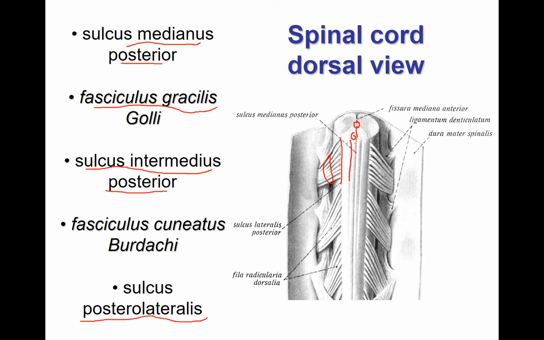Thinner one. This is the thicker one. And as it goes up to the brain stem, it is enlarged, so it looks like a wedge. It's wedge shaped, and in Latin we call it cuneatus. Cuneus is wedge. So these two fascicles are called gracile and cuneate, and in between you find the intermediate posterior groove.